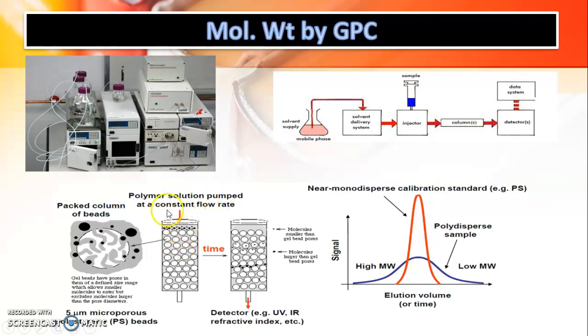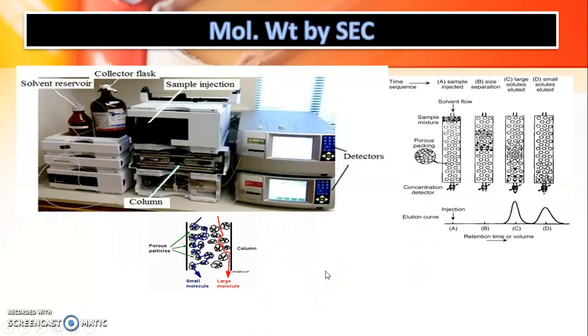Polymer solution is pumped at a constant flow rate, and as time increases, molecules smaller than the gel bead pores and the bigger molecules are separated. This one is the collector flask, solvent reservoir, sample injection, and inside this is a column, and this is the detector.